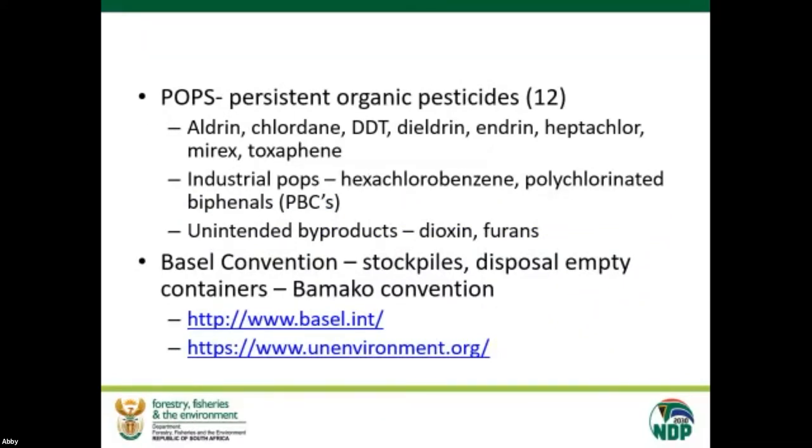And as part of these are also the industrial pollutants, or industrial POPs, that can be found in industrial chemicals, as well as plastics, the PBBs, and also the unintended byproducts such as dioxins and furans. The third convention is known as the Basel Convention, or more specifically for Africa, the Bamako Convention, which deals with stockpiles and disposal of empty containers.